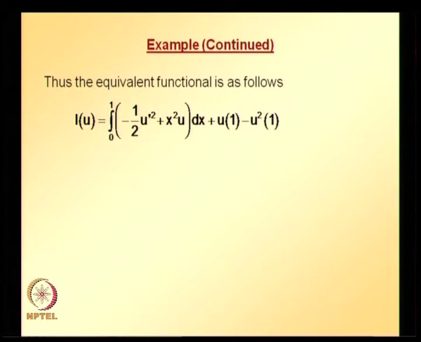Okay. So once we get the equivalent functional, what is the next step? The next step is we need to assume some trial solution. Here for this particular problem, I will take three types of trial solutions: a quadratic trial solution, a cubic trial solution, and a quartic trial solution, and show you the procedure.